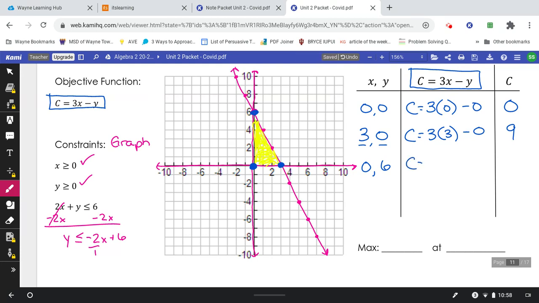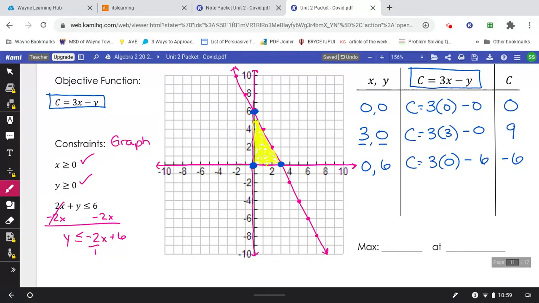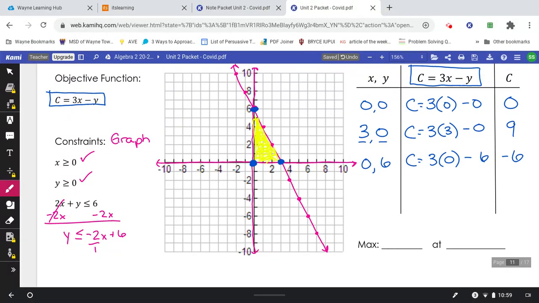The 0, 6, plug in the 0, plug in the 6. 3 times 0 is 0. 0 minus 6 is negative 6. So these are your answers for each of the x, y values. And then they're going to ask one final question at the end.